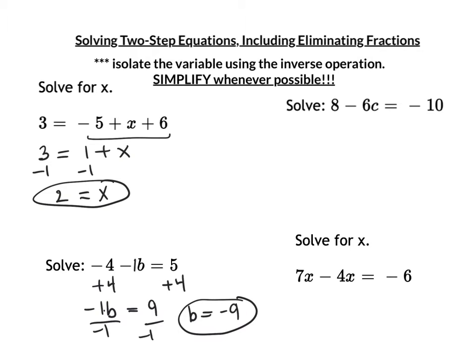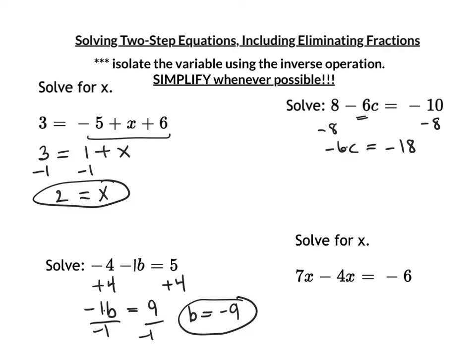In the upper right here, very similar question. Again, get the c by itself. Get rid of the coefficient last. The last thing to get rid of is the number in front of the variable. That's the 6, the negative 6 in this case. So we're going to get rid of a positive 8. To do that, we subtract 8 from both sides. We get negative 6c equals negative 10 minus 8. Simplify that as negative 18.